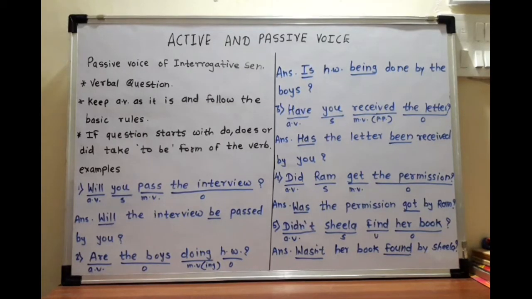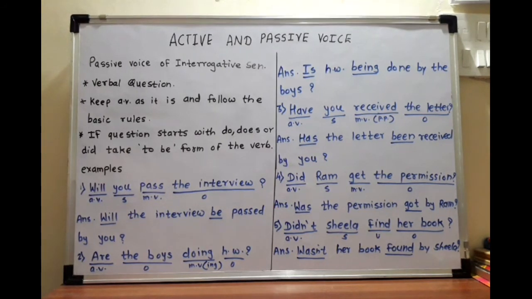Hello everyone. We are studying the lesson active and passive voice of interrogative sentence. Everybody knows there are two kinds of interrogative sentence. First one is verbal question and second is WH question. Now if a verbal question comes and you are supposed to change its voice, then no need to get confused because it is very easy to change.